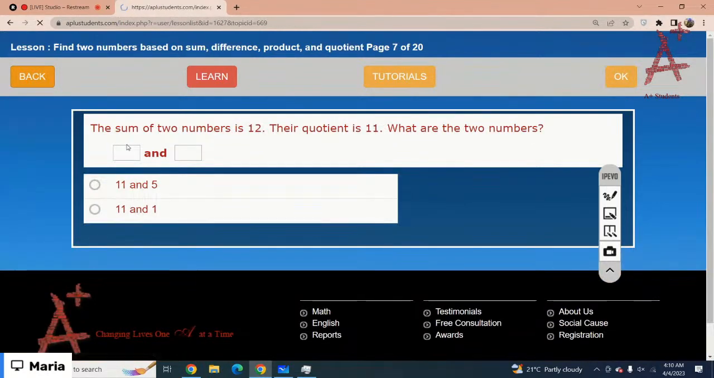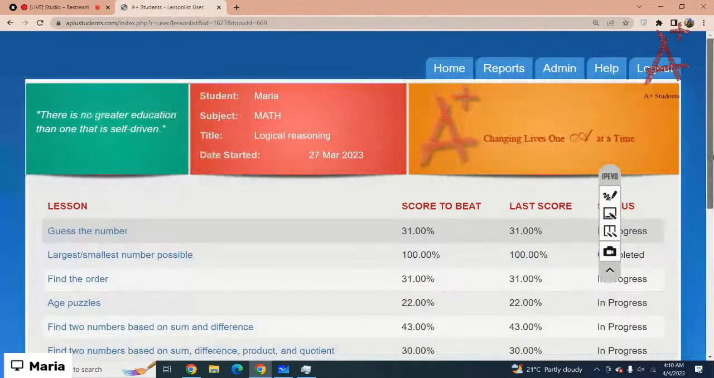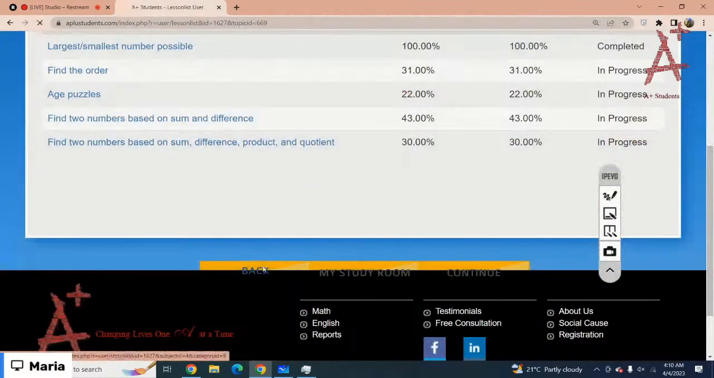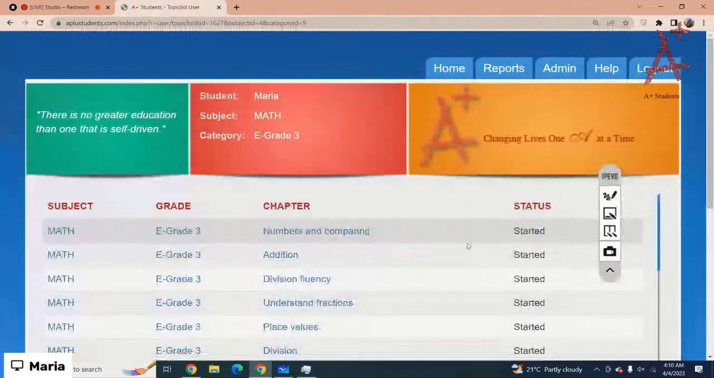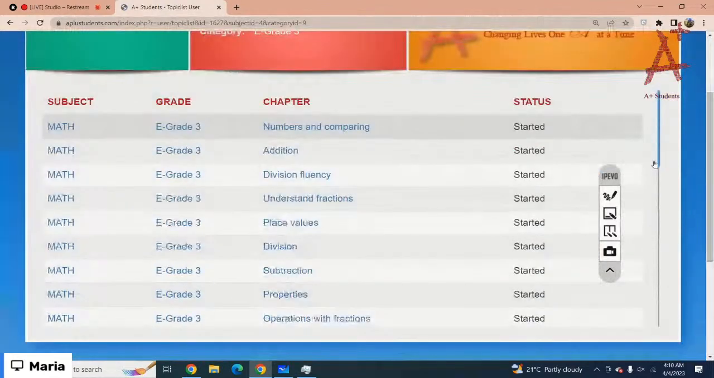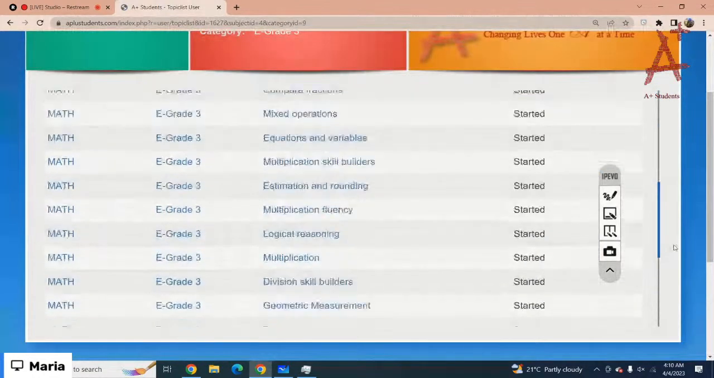So basically, we are done with the chapter logical reasoning. Let's move on to the next chapter. If you need more help with the lesson, you can contact any tutor on Skype. They are available from Monday to Friday, 5 to 9. Got it?